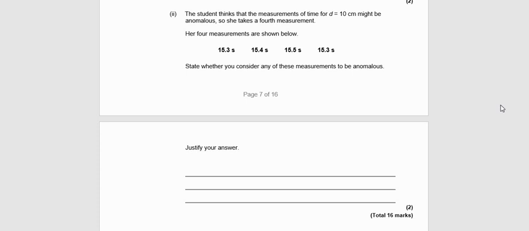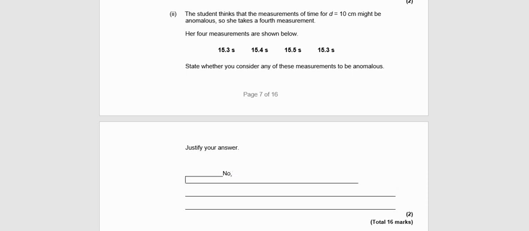How do we know that? Well, because they're all close to the mean, and because the range, the difference between the smallest and the largest measurement, is very small. I would answer this something along the lines of, no, the range is only 0.2 seconds, and all measurements are close to the mean value.